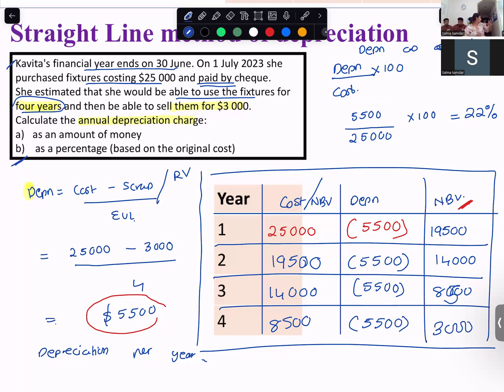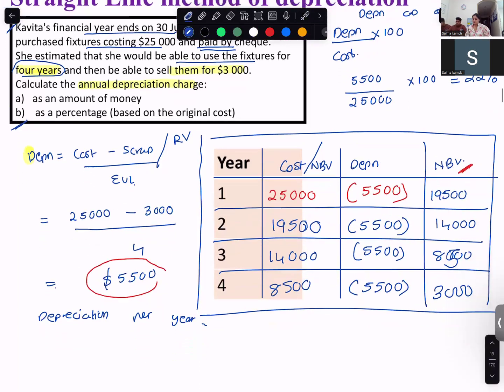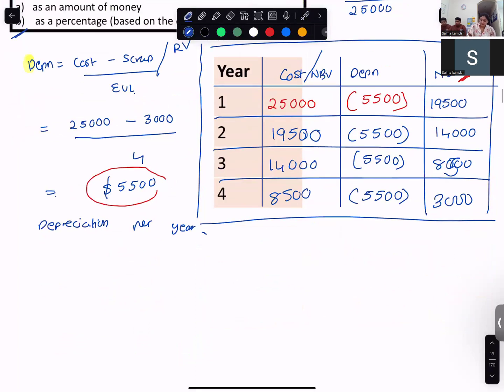So if you see, in the straight line method, the amount of depreciation per year remains the same. Every year, 5,500 is my depreciation expense. Now I'm doing something very important. Cost of the asset is how much?